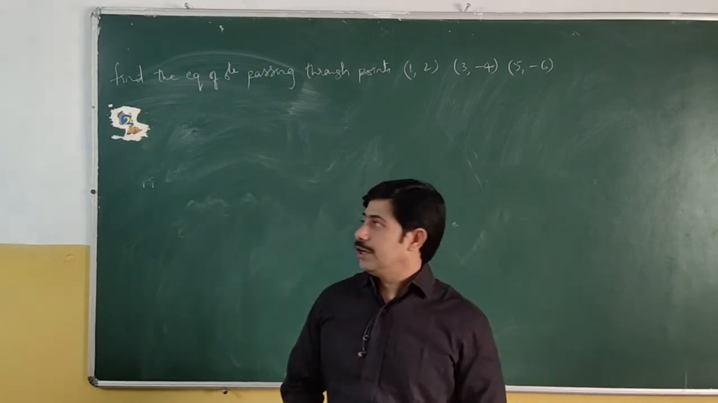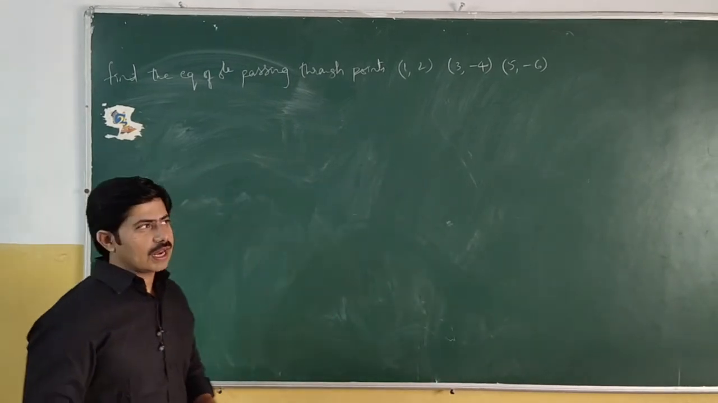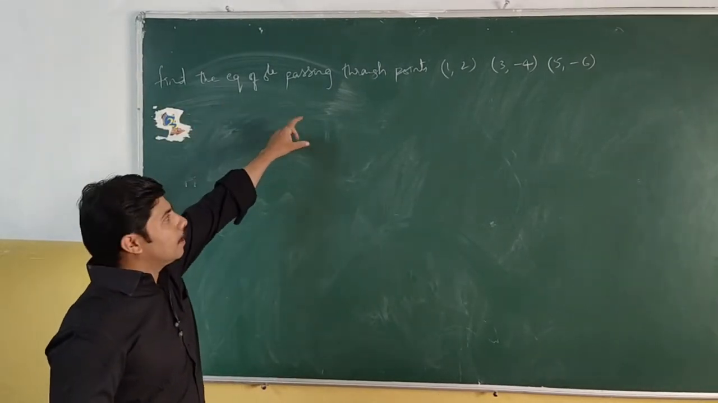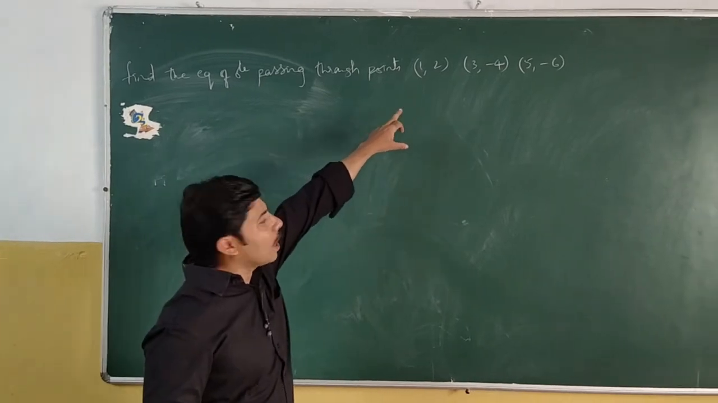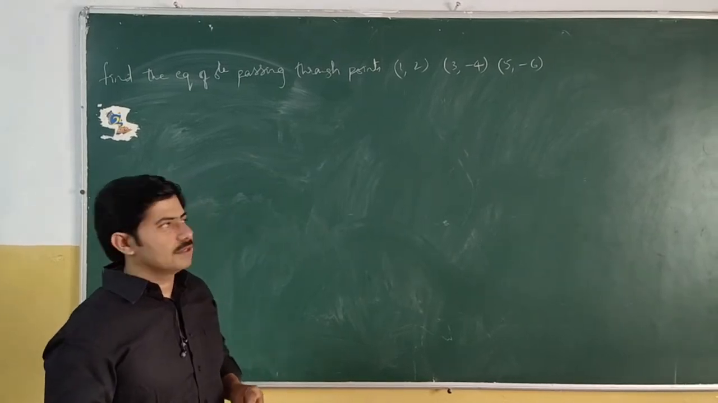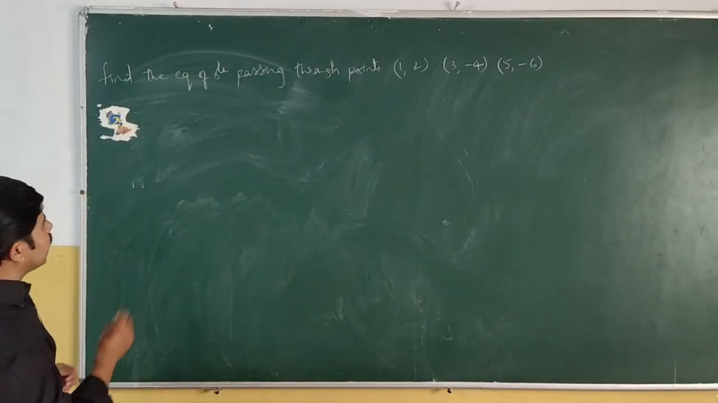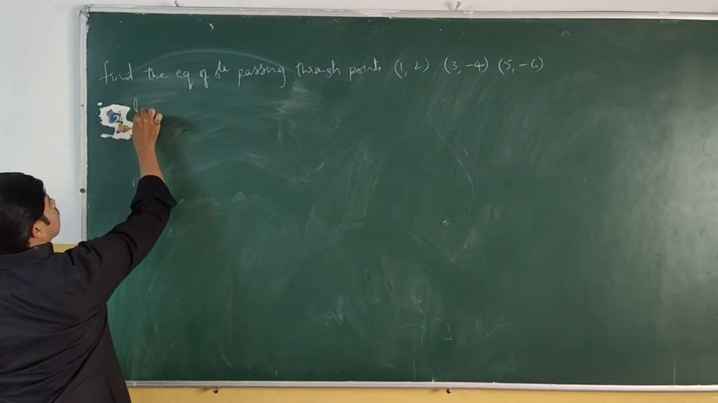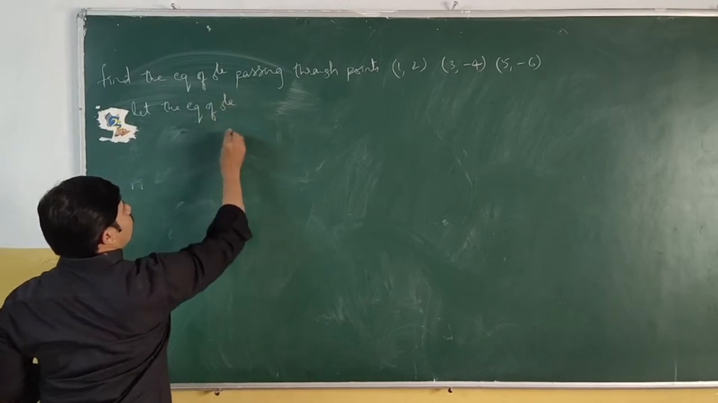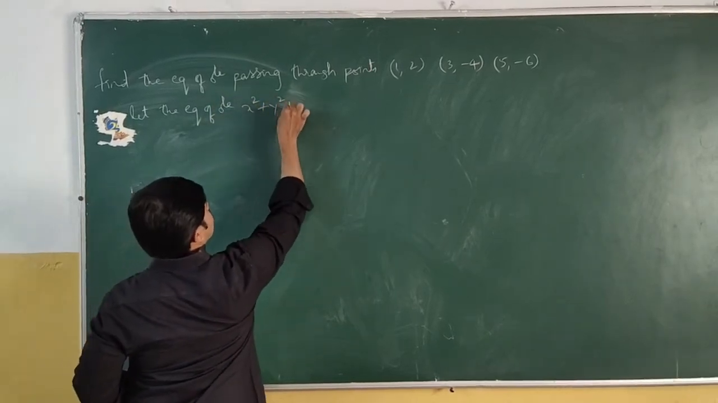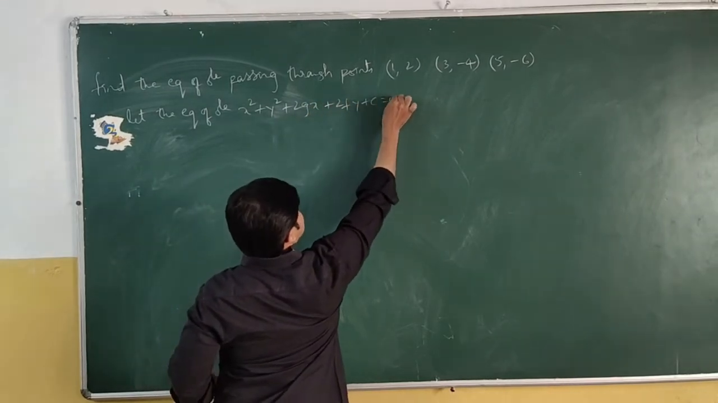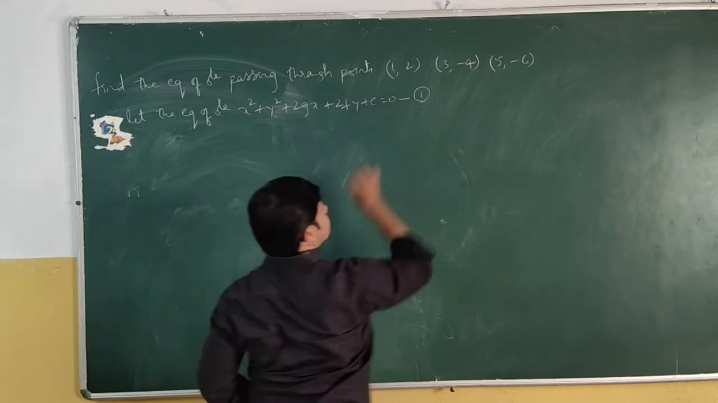Today we do the problems in circles. We continue the class. The next question is, find the equation of the circle passing through the points (1, 2), (3, -4), (5, -6). Whenever points are given, we have to assume the circle equation. So let the equation of the circle be assumed as x² + y² + 2gx + 2fy + c = 0. This is equation 1.